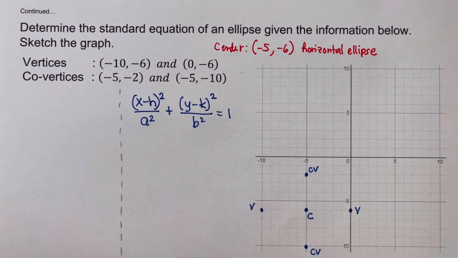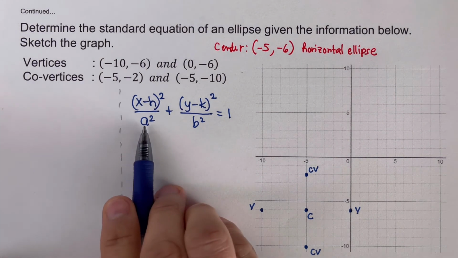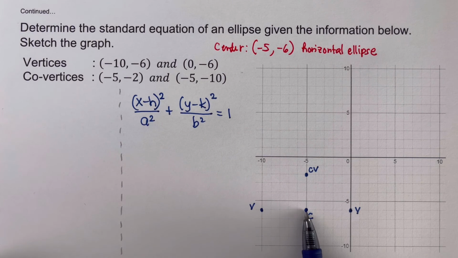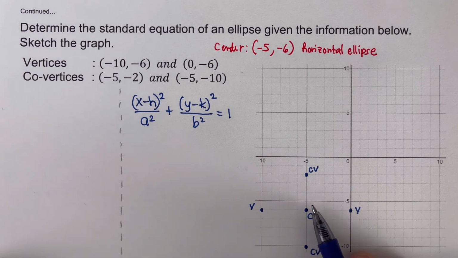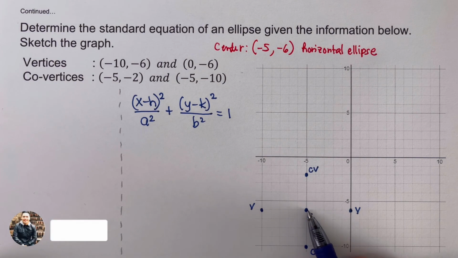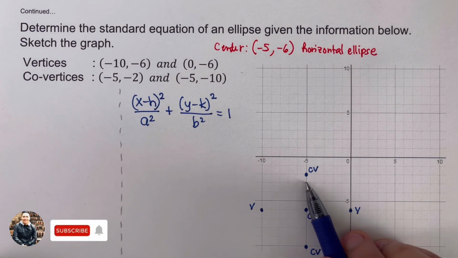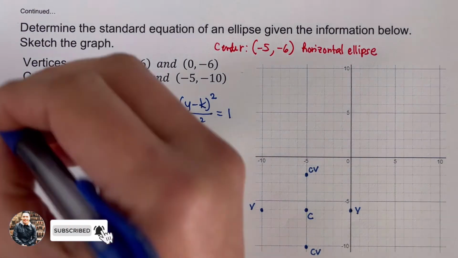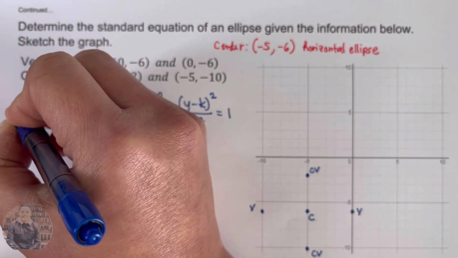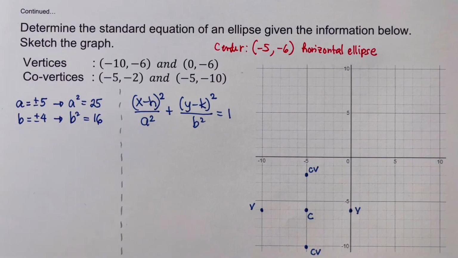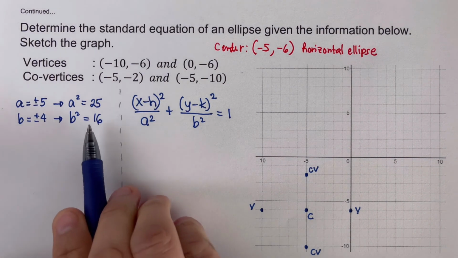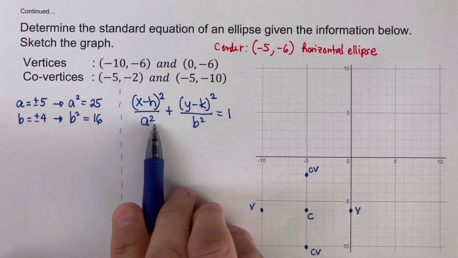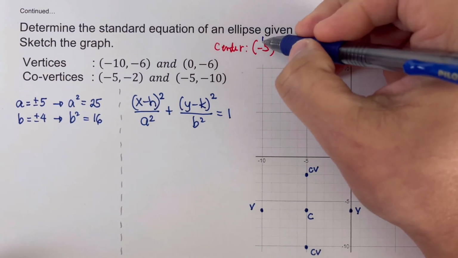Now, looking at this problem, our a is the distance from the center to the vertex. So looking at this, the distance is 1, 2, 3, 4, 5. So our a is 5, and our b is the distance from the center to the co-vertex, and that would be 1, 2, 3, 4. So our b is 4. So I'm going to write that information up here. Okay, now we are going to plug these values a and b into this, along with the center (h, k).